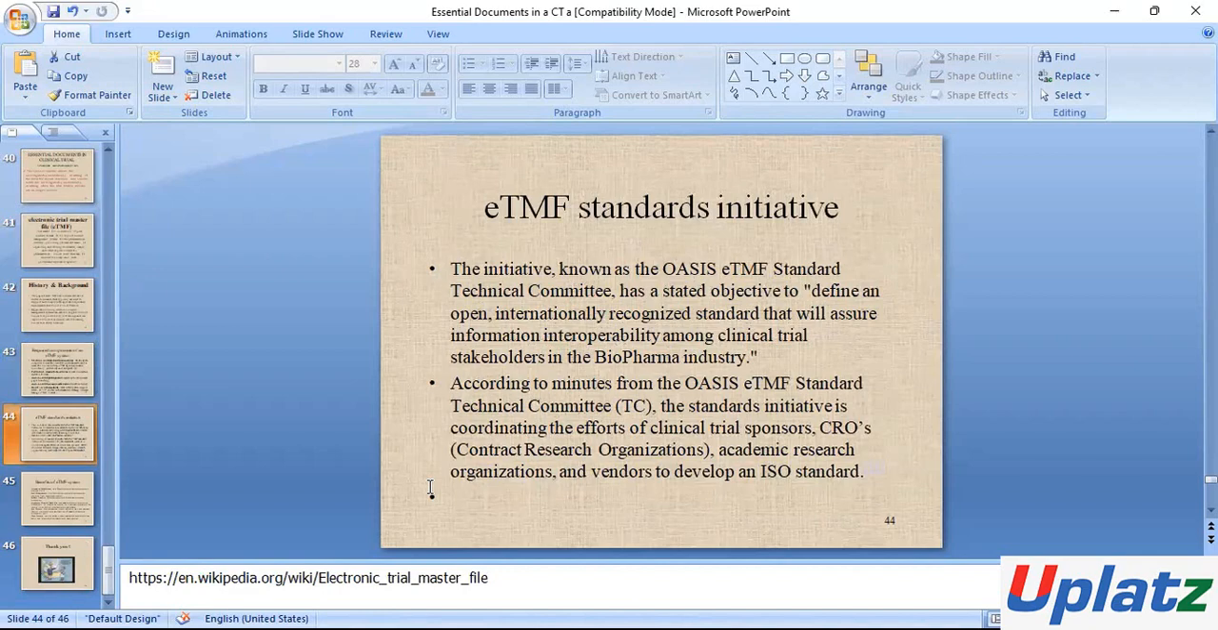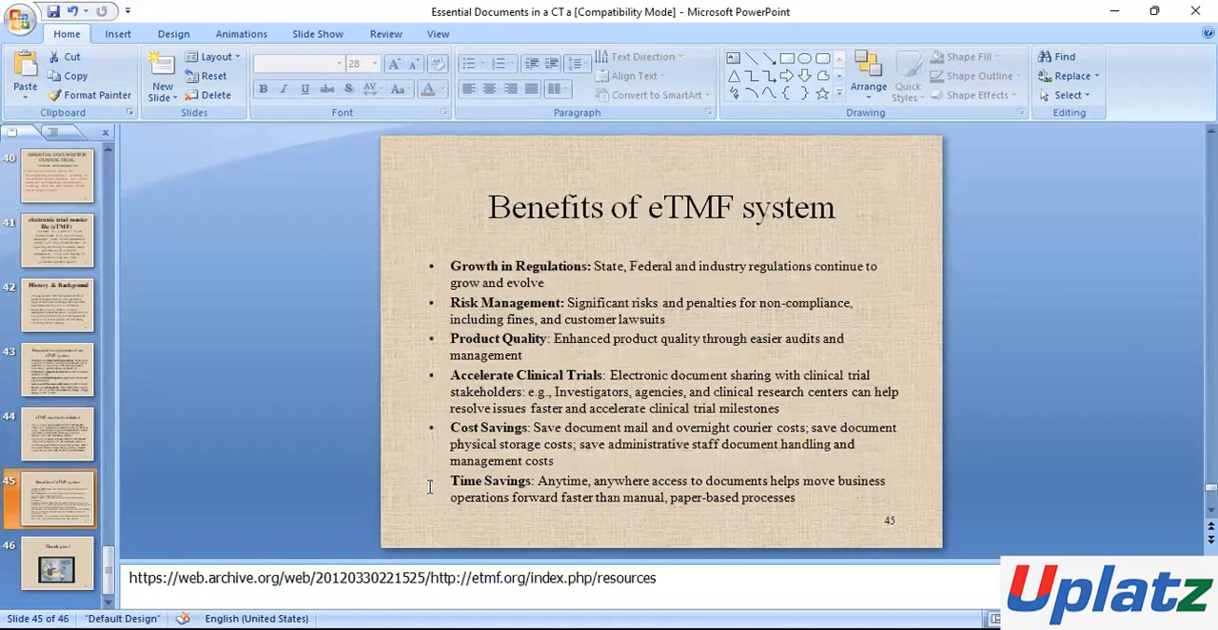eTMF Standards Initiative. The initiative known as OASIS TMF Standard Technical Committee has a stated objective to define an open, internationally recognized standard that will assure information interoperability among clinical trial stakeholders in the biopharma industry. According to minutes from OASIS eTMF Standard Technical Committee, the standards initiative is coordinating the efforts of clinical trial sponsors, CROs, academic research organizations, and vendors to develop ISO standards.